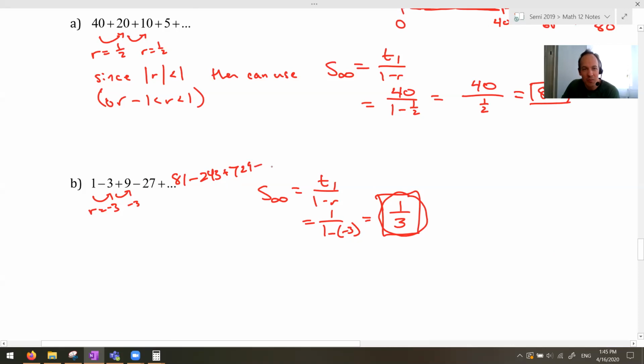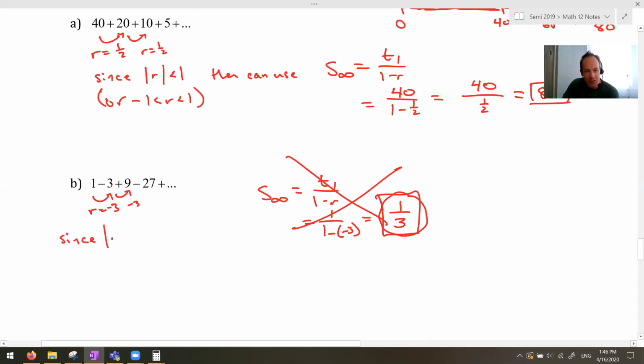The next number is going to be minus, and it's going to be bigger than that. And the next number is going to be plus, and it's going to be bigger than that. It's actually going to oscillate between a big negative and a big positive, and even a bigger negative and even bigger positive. It's not going to make any sense. So this formula absolutely does not work. You cannot use this formula when r is greater than 1.